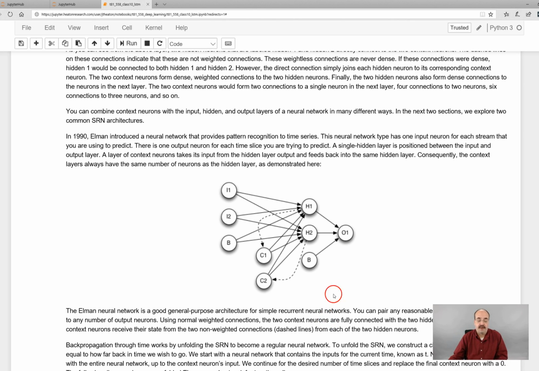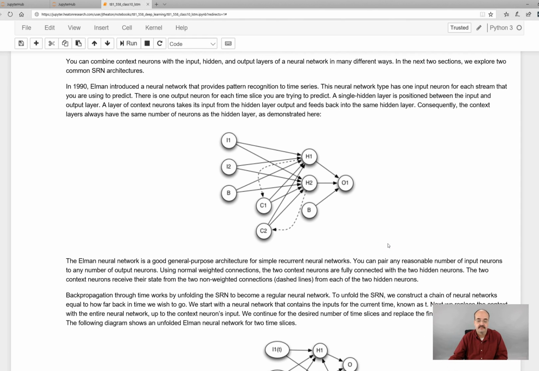The type of backpropagation used on this is called backpropagation through time. What it does is it realizes that it basically turns this type of neural network, it unfolds it. It turns it into a new neural network that is constantly unfolding as more and more members of the sequence are passed into it.